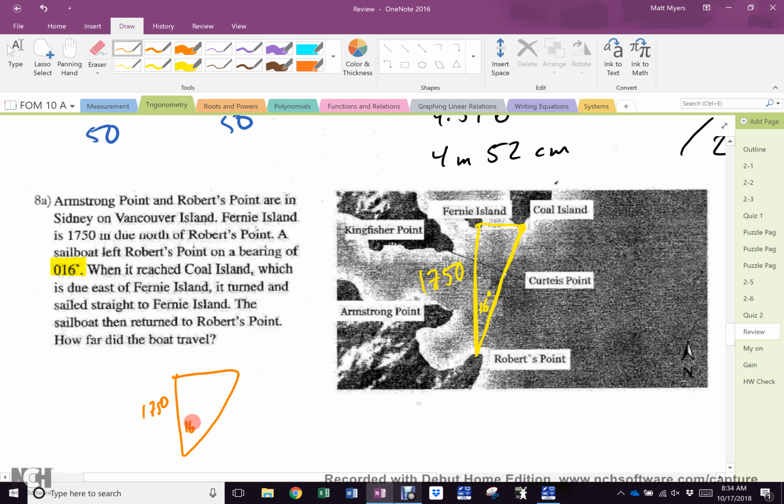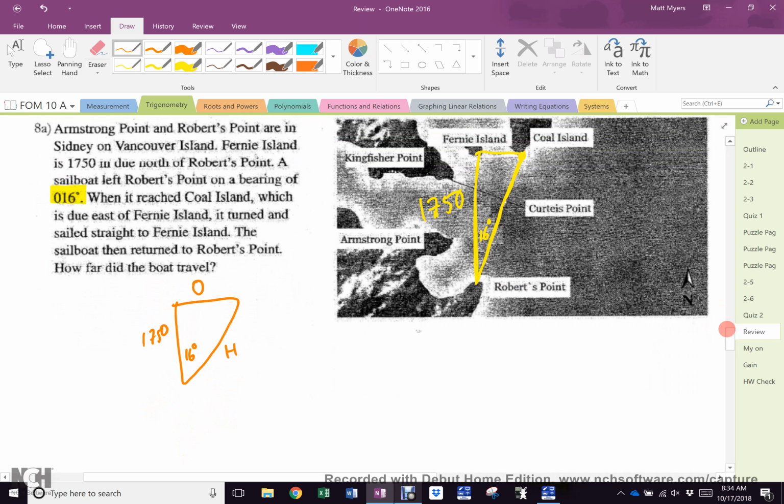1750, 16 degrees, H and O. Why did I label those H and O? Opposite and hypotenuse, because the 16 is my theta, yeah? So now, it's really easy. I want to know how far he traveled, yeah? So I know he traveled 1750, yes? And I know he traveled the H, and I know he traveled the O. So all I've got to do is find H and O.